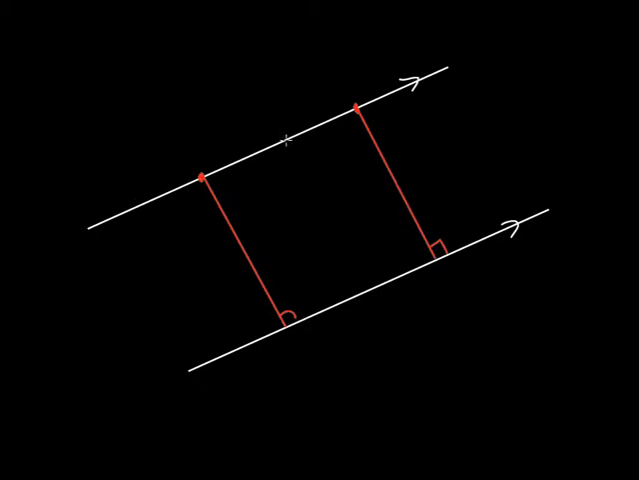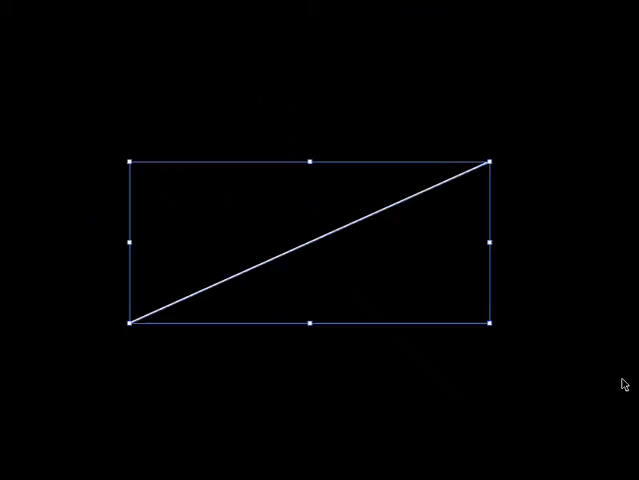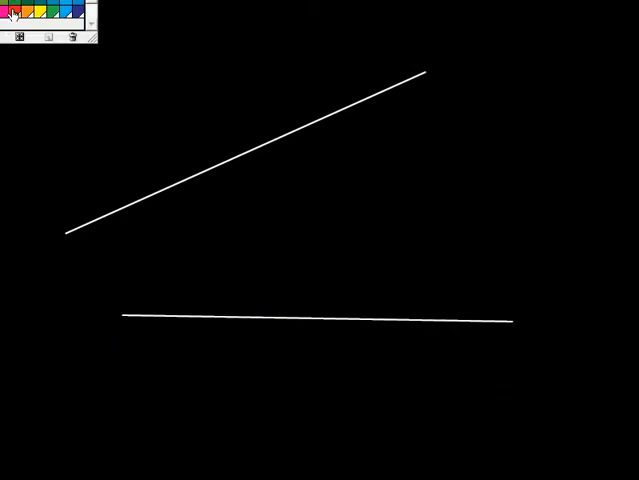I could sit here and do this all day, right? I could take another point, and as long as they're perpendicular to each other, what's true about the lengths of all 3 of these red lines? They've got to be equal to each other, okay? What if the 2 lines were not parallel to each other? Watch this. What if I had a line like this, and then a line like that? They're obviously not parallel to each other. But what if I did this?